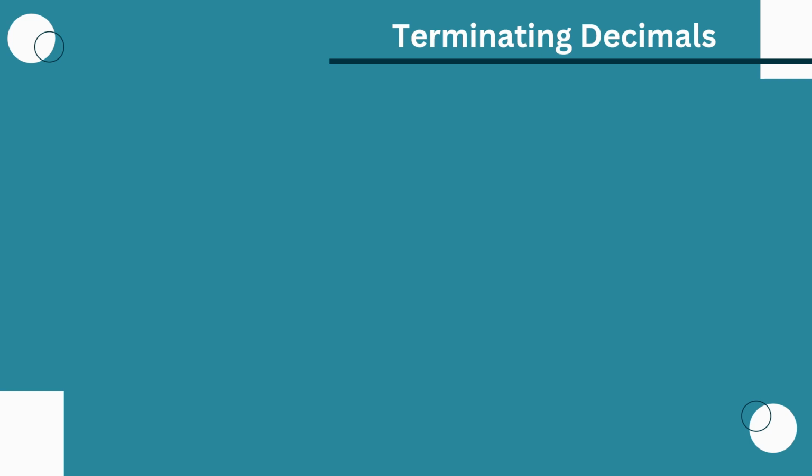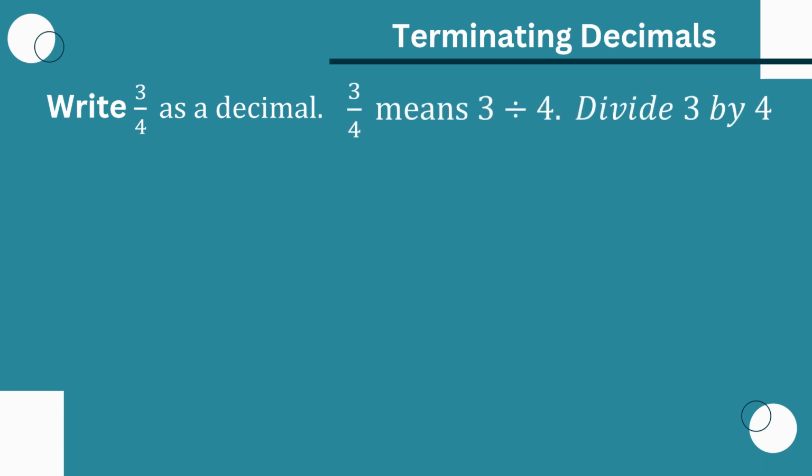Next, let's talk about terminating decimals. For example, write 3/4 as a decimal. So 3/4 means 3 divided by 4. So let's divide 3 by 4. What is the answer? 3 divided by 4 cannot be done, and we put our placeholder 0 on top of 3. Then let's multiply. 0 times 3 is equal to 0. 3 minus 0 is equal to 3. Then we add a decimal point to our dividend and also copy it into our quotient.